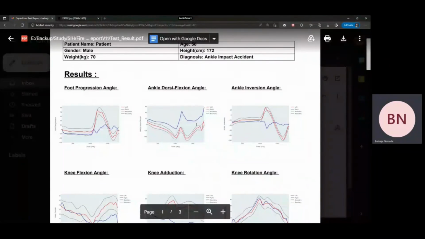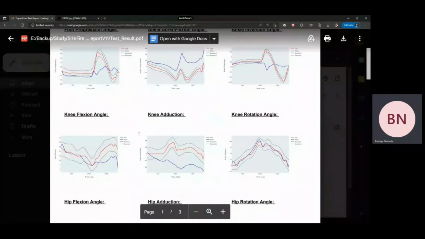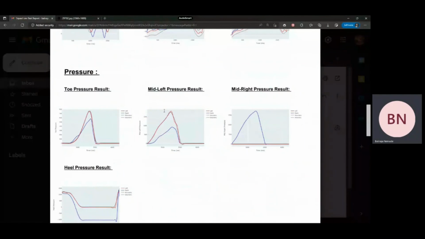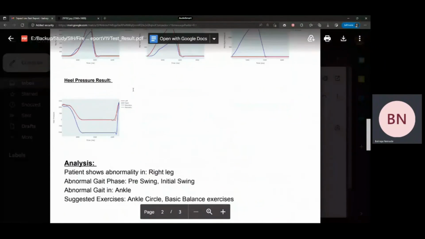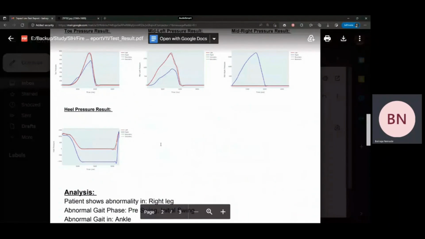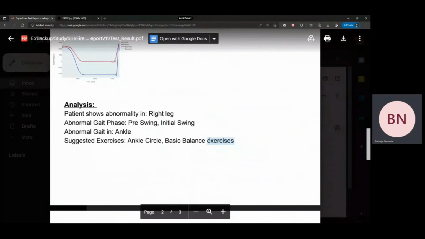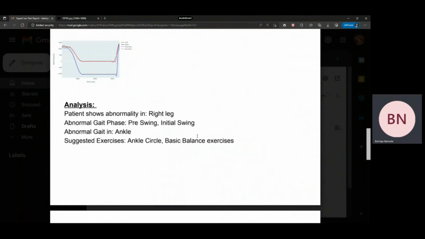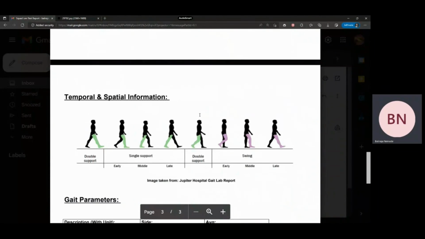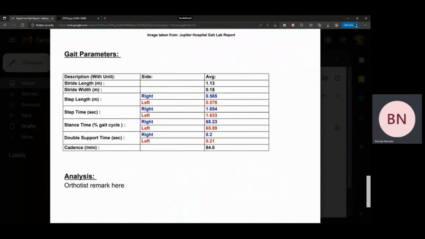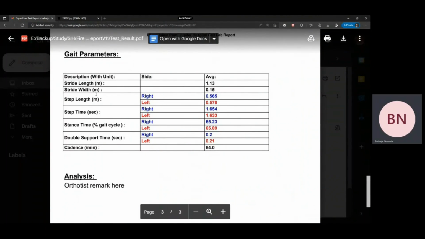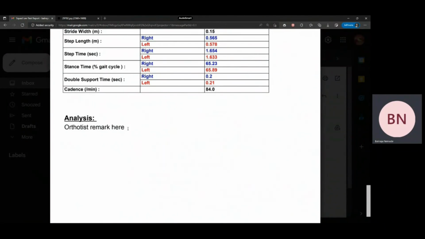The best part about this software is that it can use machine learning algorithms to sort based on the graph data to provide some measures from this database. It's entirely based on the database. So the more data we have, the more we can conclude something. This analysis part is based on what the software has generated from the database which we have provided. The next part is the tempospatial parameters which we have gotten here, such as step time, etc., the units, and the orthotist remark, which the orthotist will be putting in the software based on it.